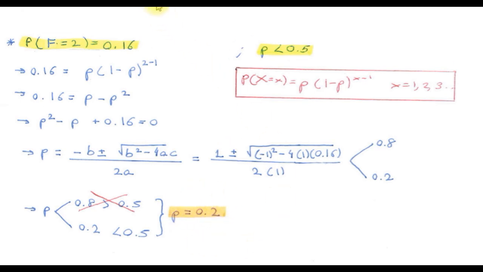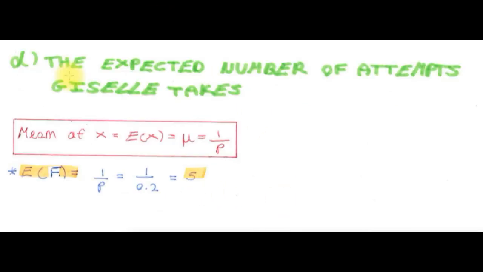Following the previous question, D says, find the expected number of attempts Giselle takes. By using the formula marked in red that states that whenever we want to know the mean or expected value of x, in this case F, that is distributed with a geometric distribution, we can find this out by dividing 1 by p, the probability of success. Therefore, by applying this formula, 1 divided by 0.2 equals 5 attempts.